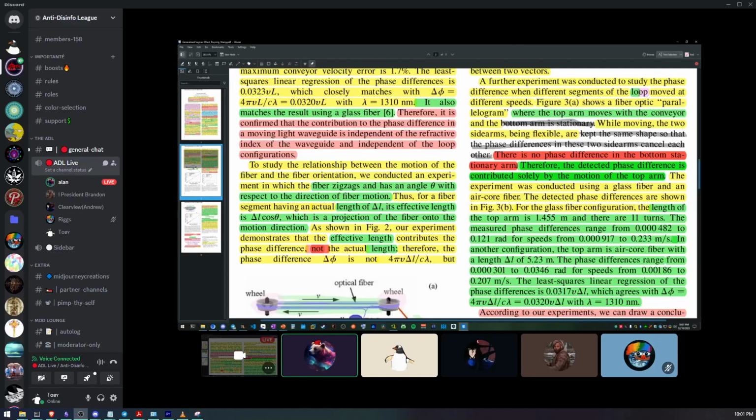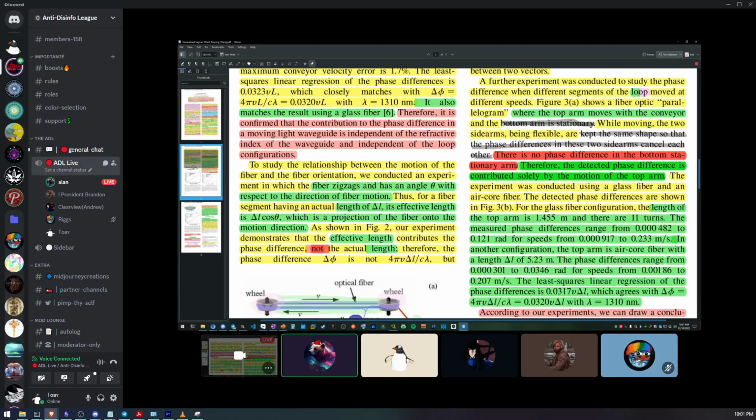For the glass fiber configuration, the length of the top arm is 1.455 meters, and there are 11 turns. The measured phase difference ranges from 0.000482 to 0.121 radians for speeds from 0.000917 to 0.233 meters per second.